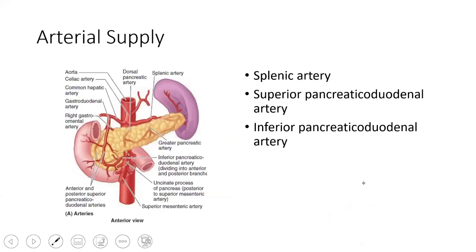When you come to the arterial supply of the pancreas, it is again from the celiac trunk. So you have the left gastric artery here, the common hepatic artery, and the splenic artery. The splenic artery supplies the neck and the tail region of the pancreas. Then from the common hepatic artery, you have branches, the superior pancreatico-duodenal arteries. Right? You have anterior and posterior branches of the superior pancreatico-duodenal arteries.